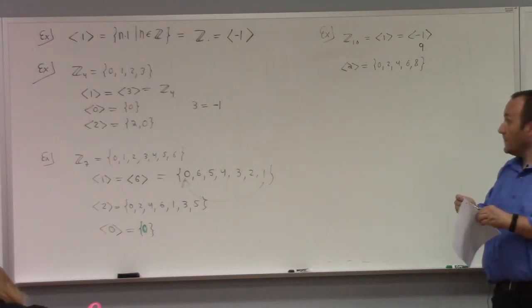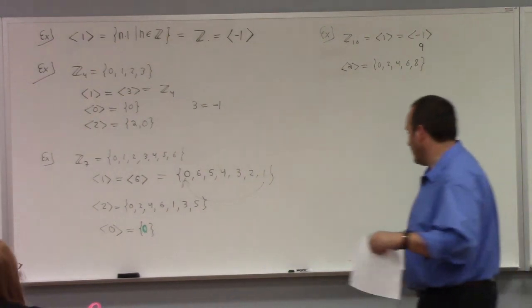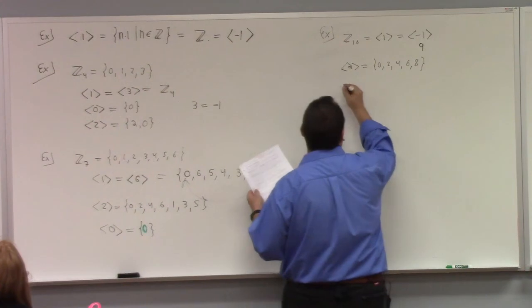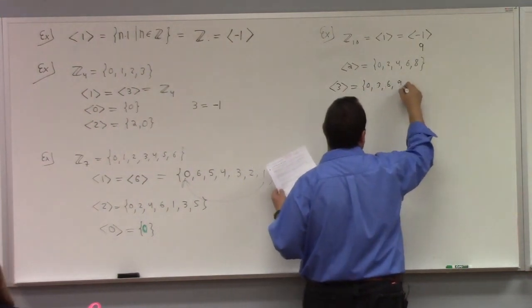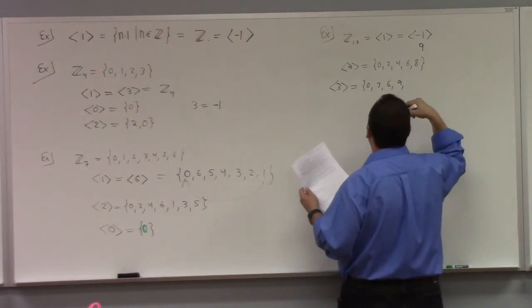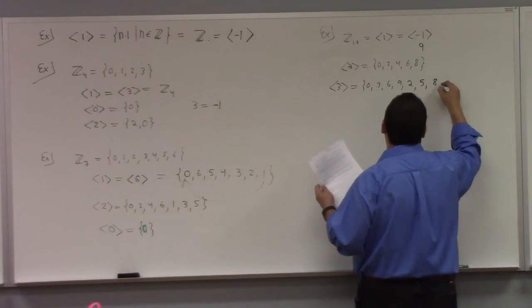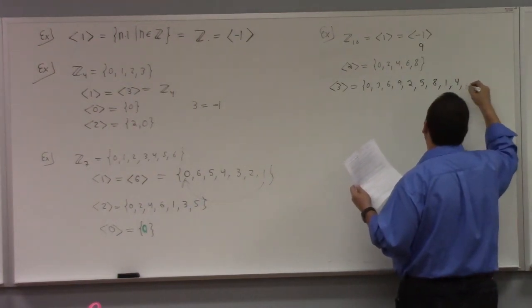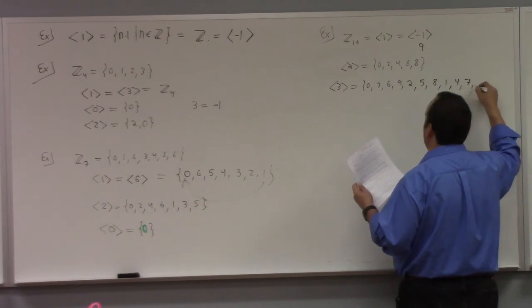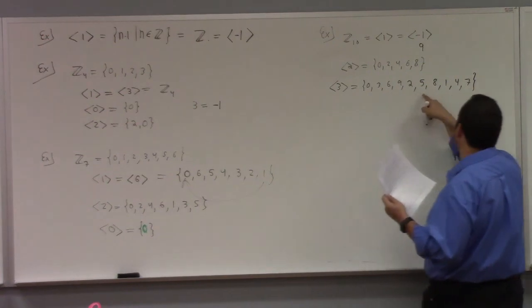What about 3? What happens when you look at the cyclic subgroup generated by 3? 0, 3, 6, 9, 12, which is 2, 5, 8, 11, which is 1, 4, 7, and then we're back to 0. How many is that? 1, 2, 3, 4, 5, 6, 7, 8, 9, 10.